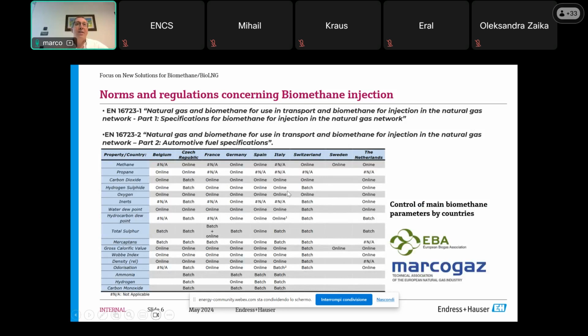Each country has its own rules and norms. Or in other words, we have a general rule which is adopted in all Europe, and the rule is the 16723 part 1 and part 2. And each country, as you can see from this slide, is imposing a number of analyses to monitor the quality of the biomethane.